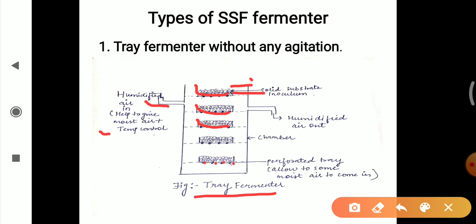The thing that we have to remember in tray fermenter without any agitation is that it is a simple design of SSF fermenter. Trays are perforated, having holes, and first they are sterilized, and solid substrate and inoculum, that is our desired organism, is filled into the tray. Trays are arranged one above the other like a pile inside the chamber at an equidistance, and controlled temperature is maintained. From one side, humidified moist air is forcefully inserted and controls the temperature.